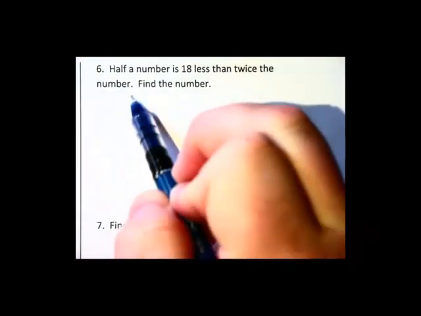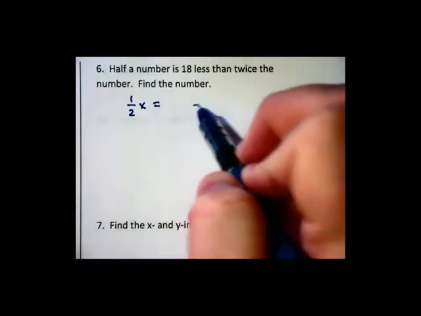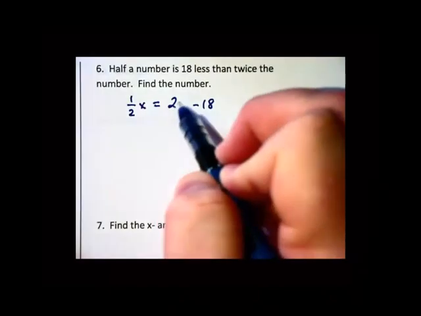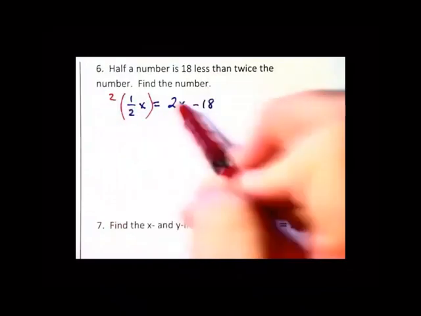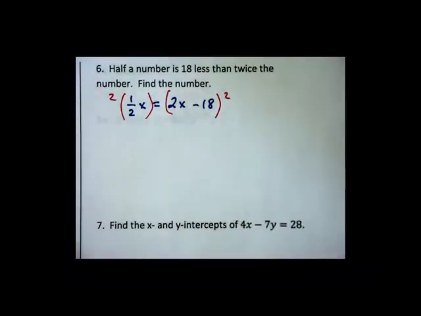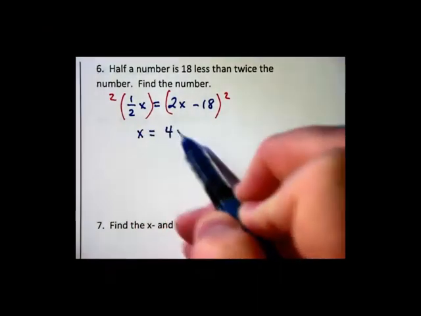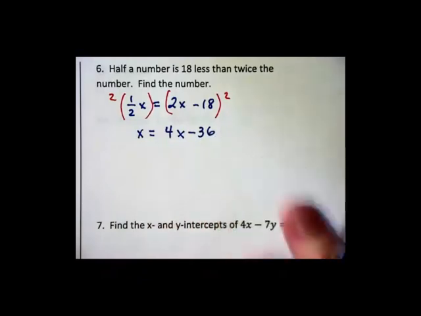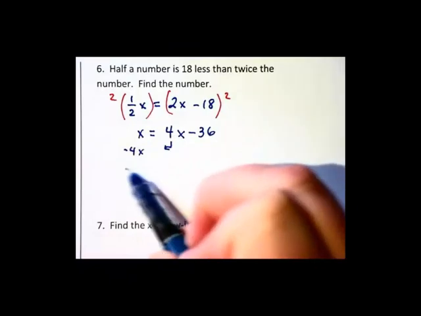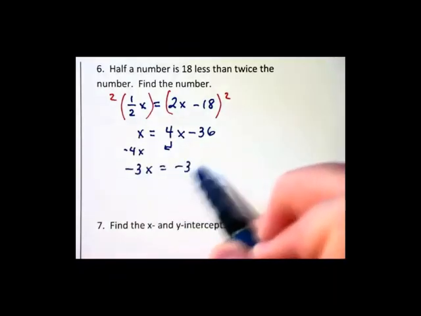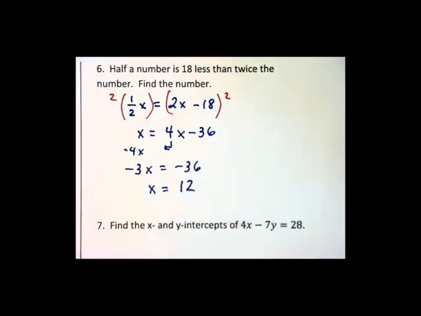Half a number, that would be 1/2 x, is 18 less than, take 18 away from, twice the number. There's our equation. Since it is a fractional equation, I'm going to multiply through by 2 on each side. On the left it cancels out the 2's, just leaving x, and on the right we have 4x minus 36. I'm going to subtract off the 4x on each side and give us negative 3x equals negative 36, and therefore dividing each side by negative 3 we have x equals positive 12.